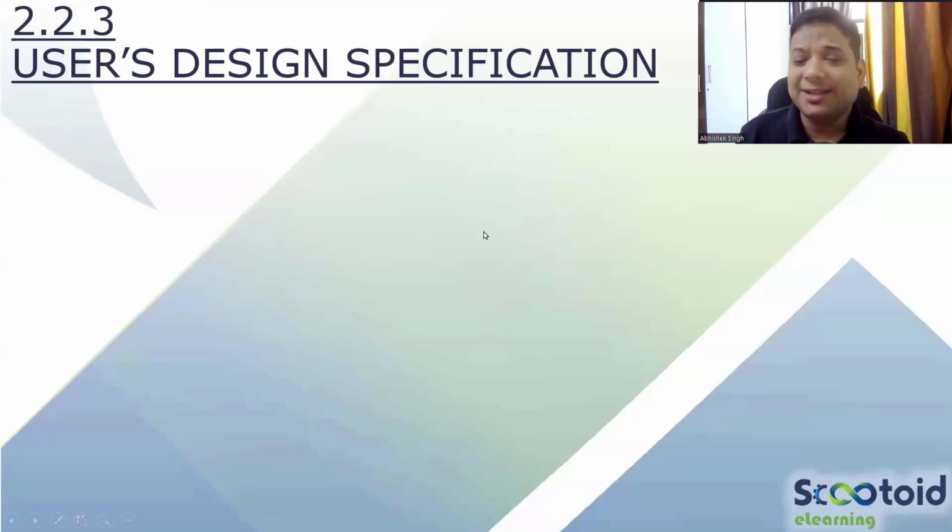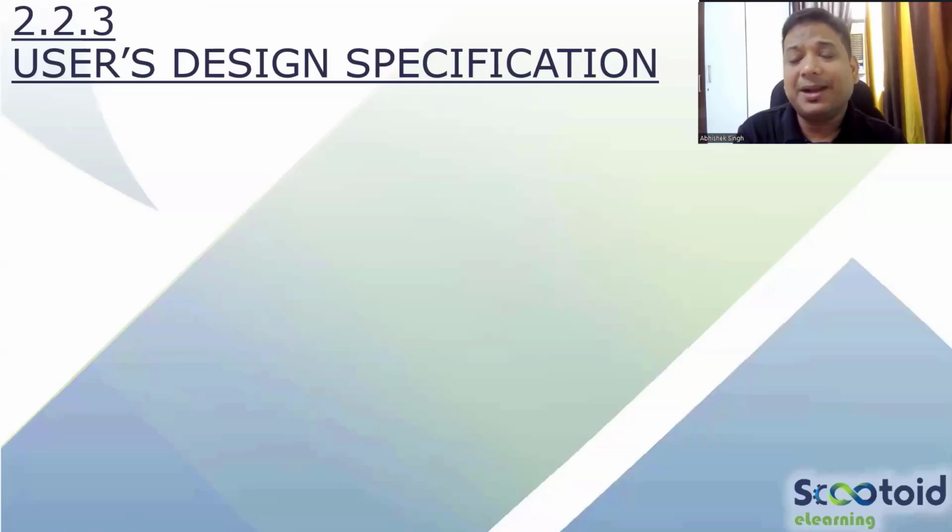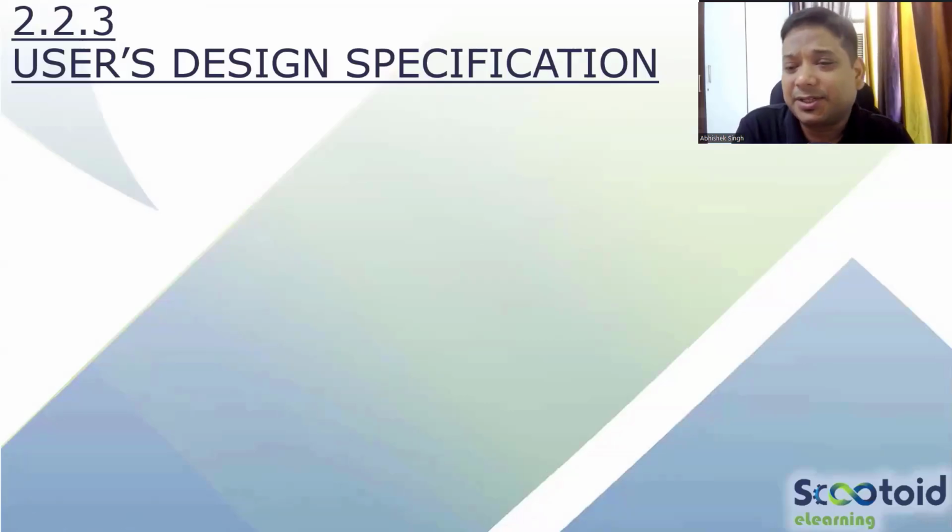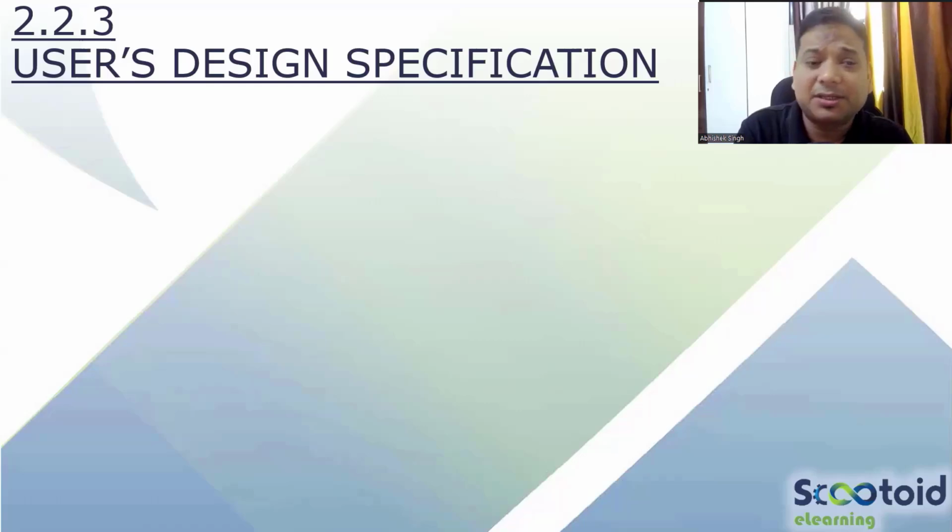Most important thing for the user is the preparation of the user's design specification. Now, in the short term, what do you think that is? What is a user design specification? You might have received many specifications, pressure vessel specification, design basis, data sheets. So complete data for design at one place. That is the user design specification.